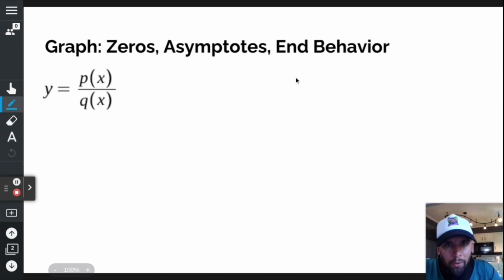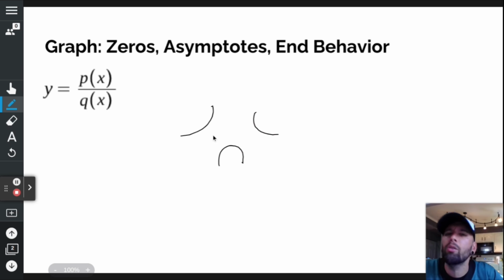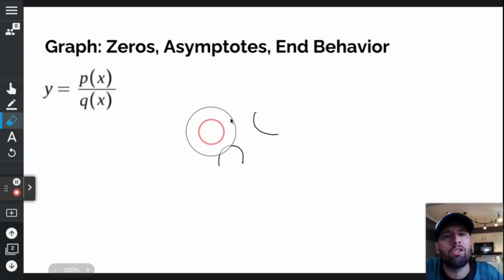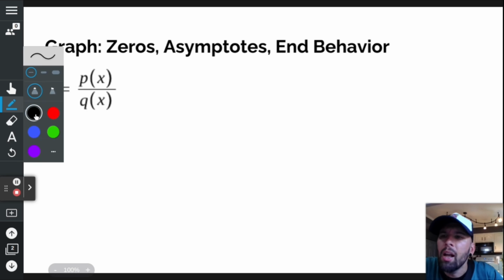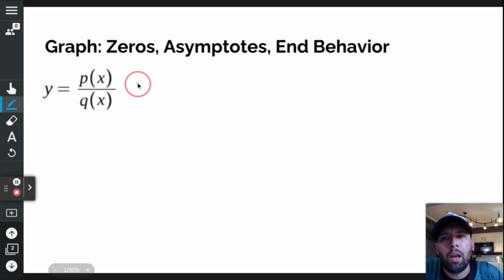When you graph rational functions, you're expecting weird things to happen, okay? Things that look something like this, and you're like, what the heck is all of that? And it looks sad, because it is sad. So you're expecting strange things to occur, things crossing the x-axis, things non-existing. That's where all of this info comes into play.